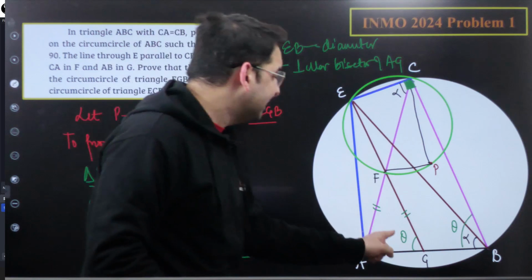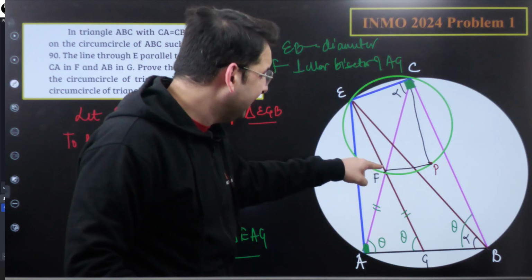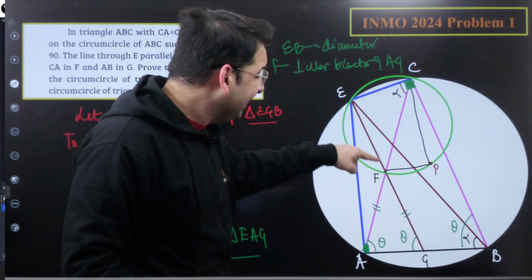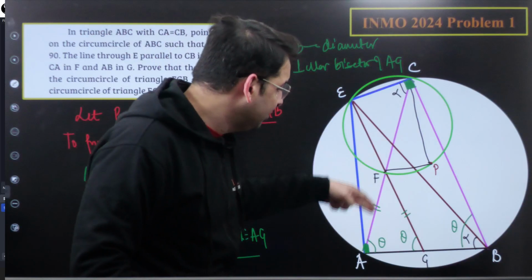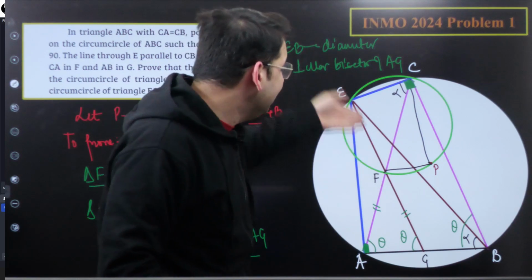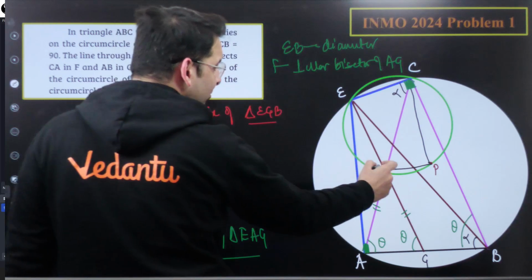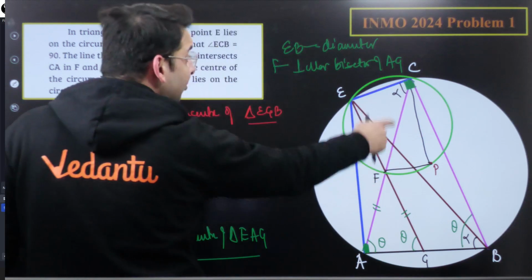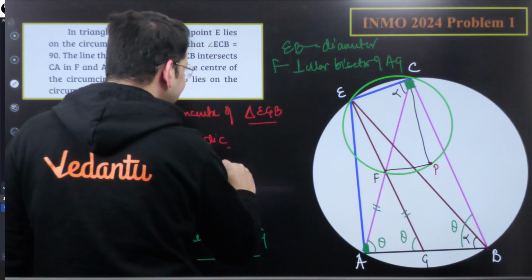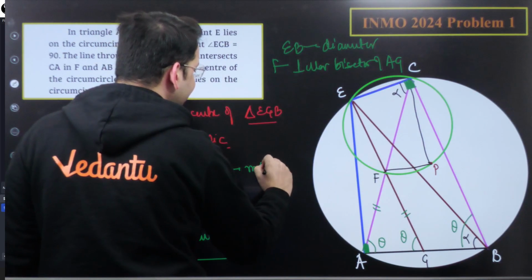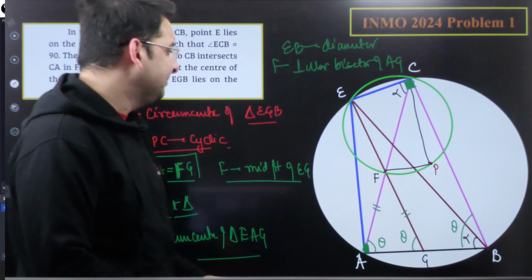And the perpendicular bisector of AG meets here, okay? So clearly F is nothing but the circumcenter, because FG is equal to FA. It is also equal to FE. So clearly F is the midpoint of EG. From here we found a property of F, because F is an important point here, because we need to prove that EFPC is cyclic. So F is nothing but the midpoint of EG.